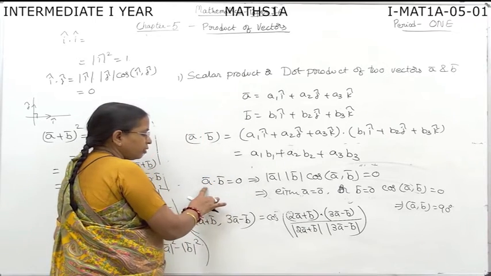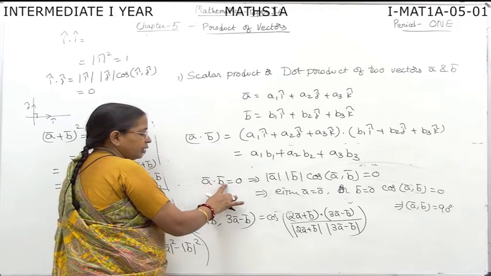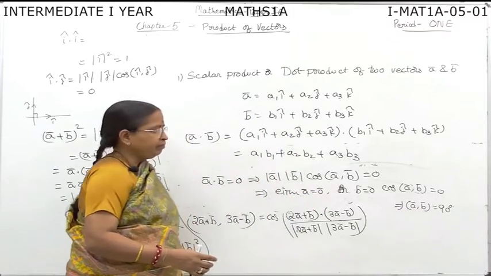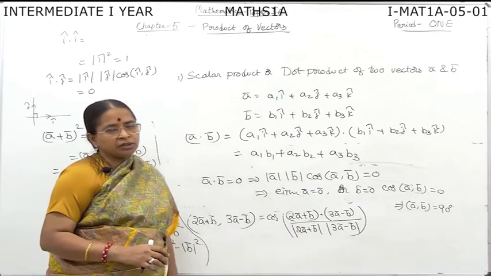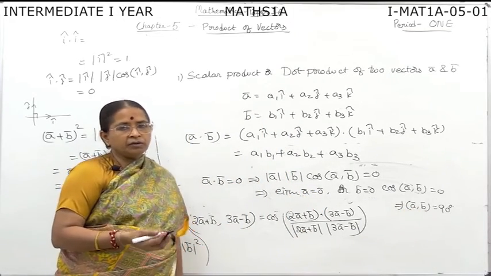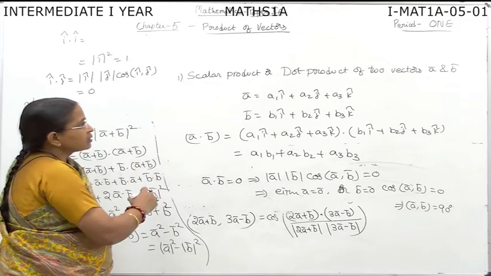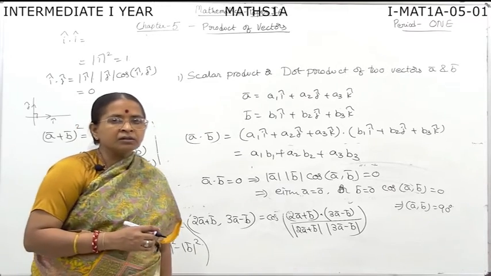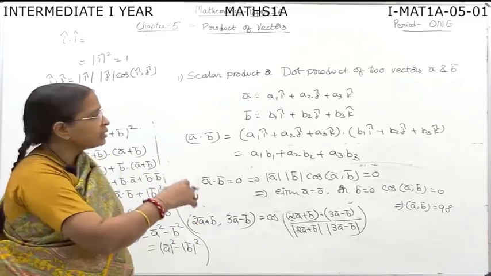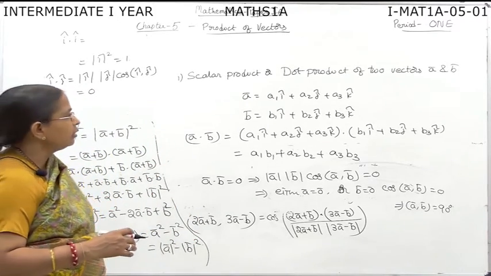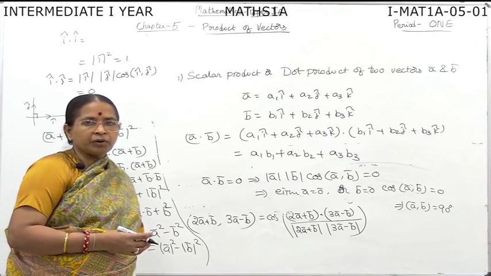If A and B are not 0 and A dot B is 0, then A has to be perpendicular to B. So if A dot B is equal to 0, then A is perpendicular to B, where A and B are non-zero vectors. So these are some of the important properties of the dot product. Now we'll summarize all these properties and then we'll write the notes. After that we'll do a few problems.